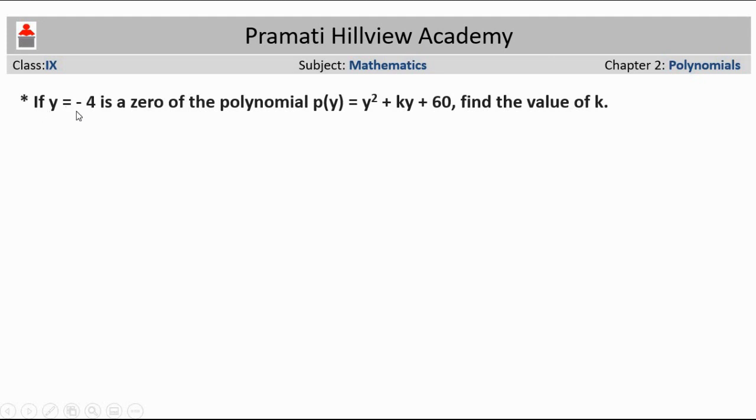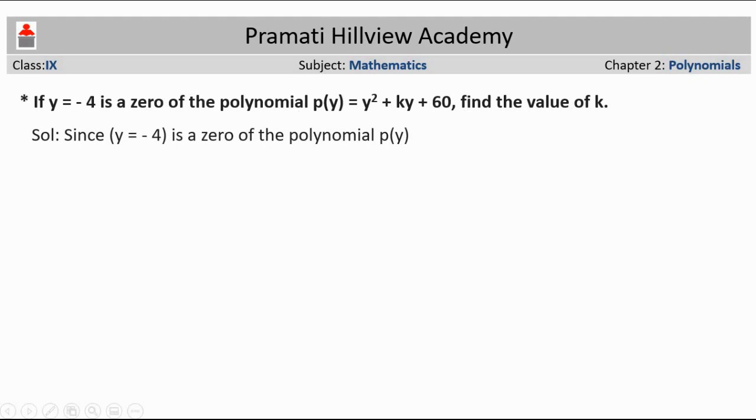Next, if y is equal to minus 4 is the zero of the polynomial p of y is equal to y square plus ky plus 60, find the value of k. Here, the zero of the polynomial is given and we need to find the value of k.